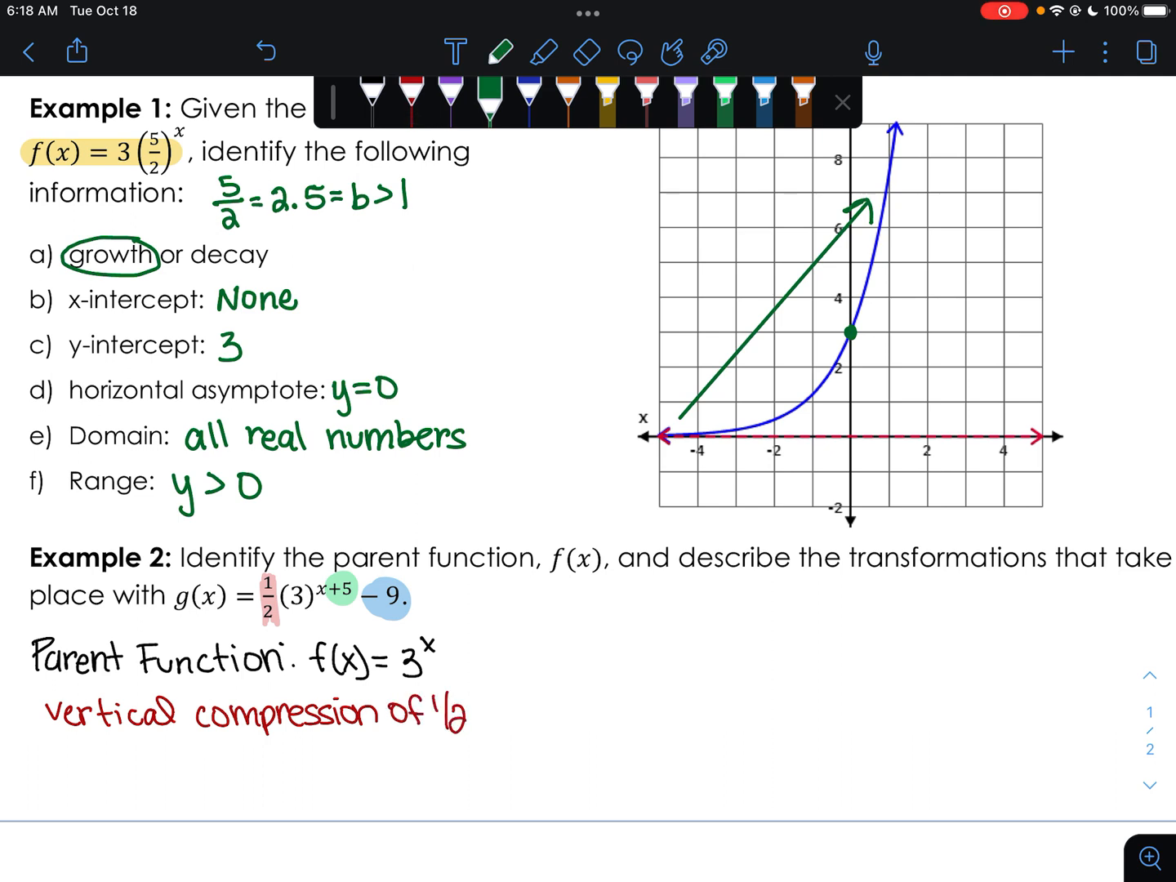Okay, the 5 looks like a plus sign, but we know that it goes in the opposite direction. So instead of moving in the positive direction, it moves to the left 5 units. And that 9 being on the outside means that it goes down 9 units.